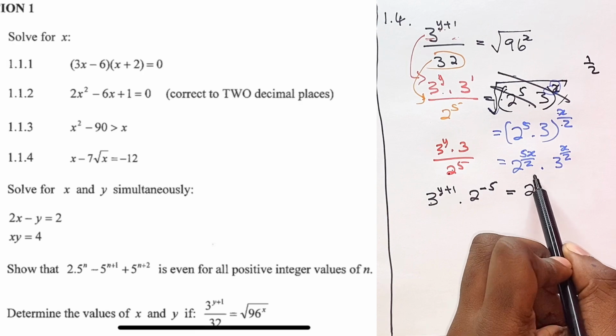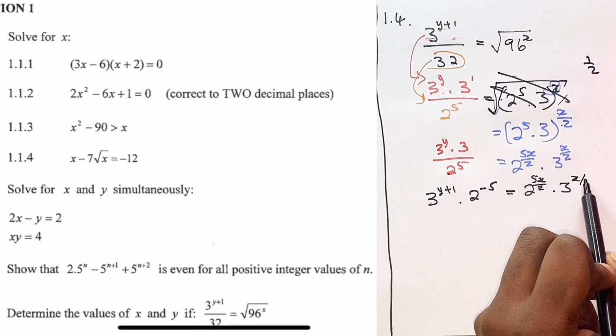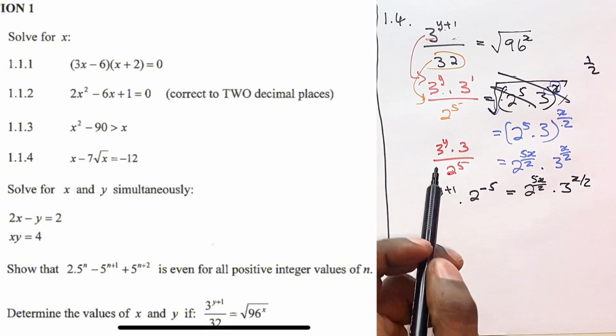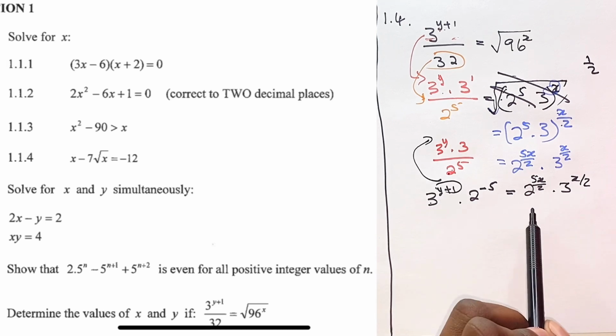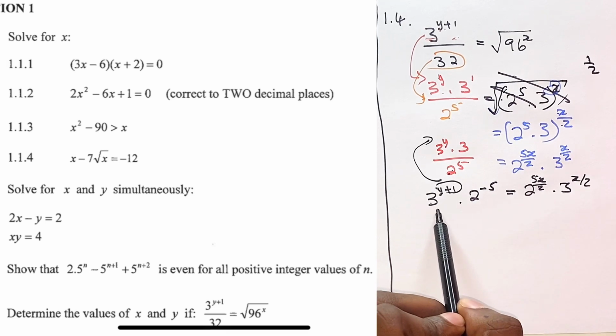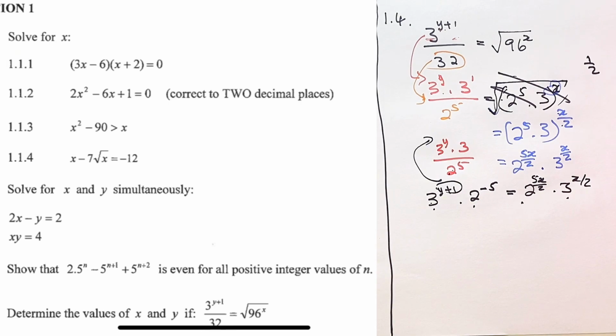equal to 2 to the power 5x over 2 multiplied by 3 to the power x over 2. The reason why I joined these again is because I noticed that each side has the base 3 and 2. So I want them to be similar to each other.